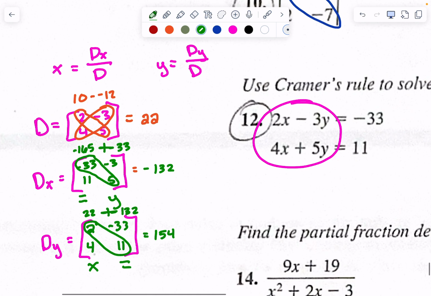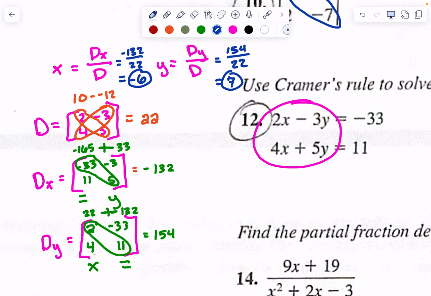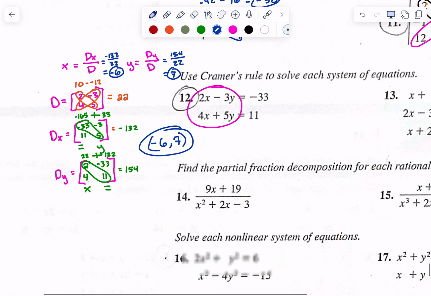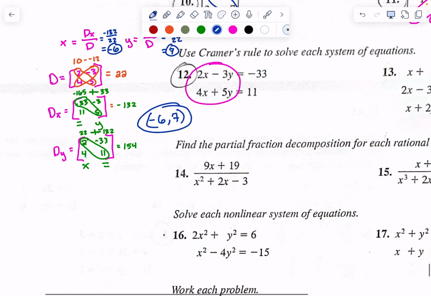Okay, so if I'm trying to find the x guy, he will be negative 132 divided by 22, which is, I don't know, something. Negative 6. Negative 6, perfect. Okay, and dy, 154 divided by 22, and he is 7? 7. So, final answer? Negative 6 comma 7 is the solution to that. Yeah. Using the determinant.